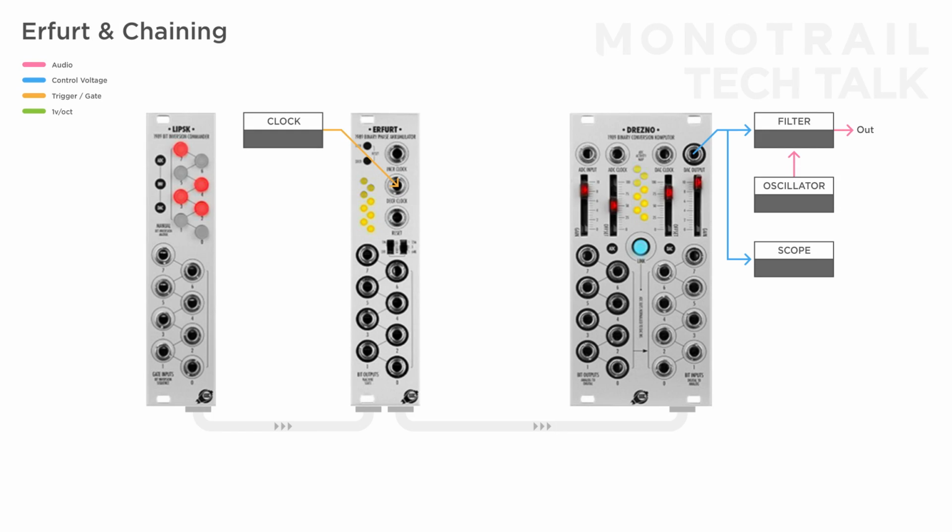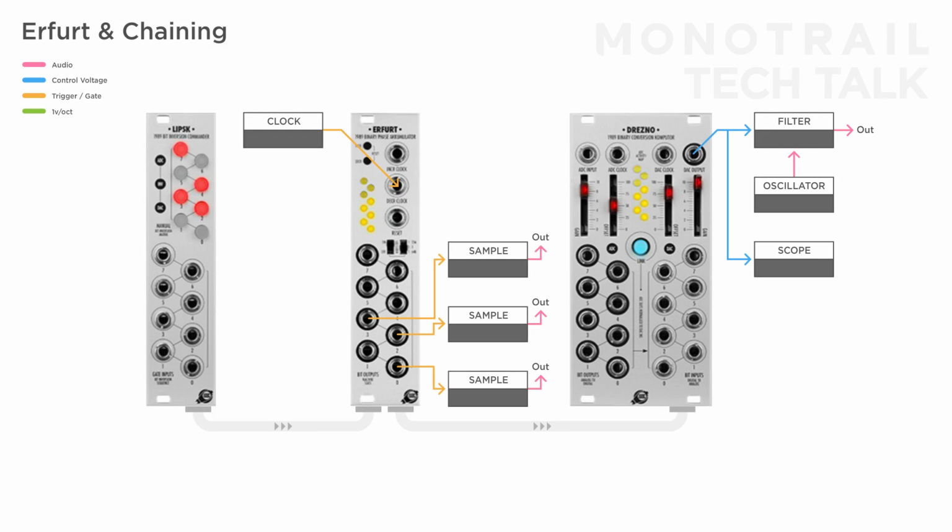Of course, you can still use the outputs of Erfurt directly to trigger percussion or other things like envelopes for modulation in your patch.